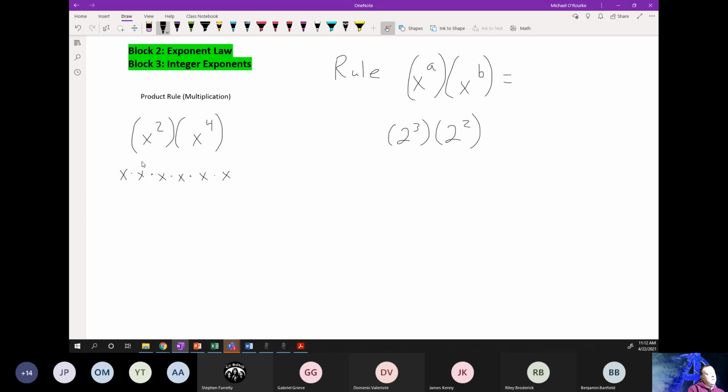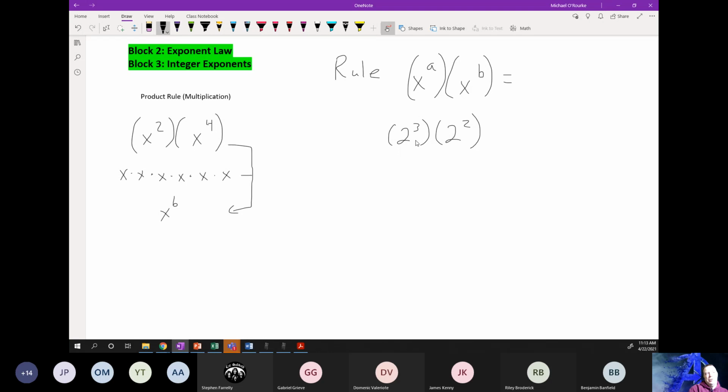So now, if I had to write this as an exponent, how many x's do I have? 1, 2, 3, 4, 5, 6. So I could rewrite that as x to the power of 6. Do we understand how we went through all three steps here? We expanded it to be expanded form, and then we simplified it.